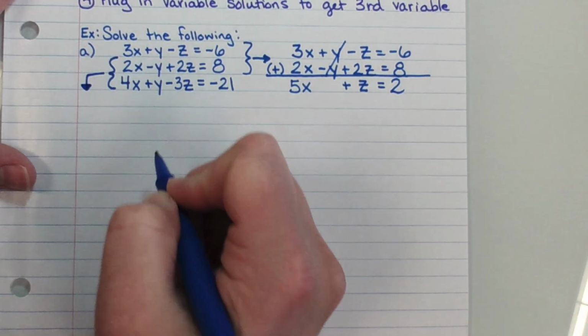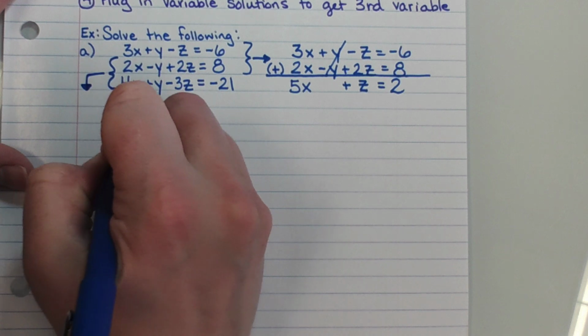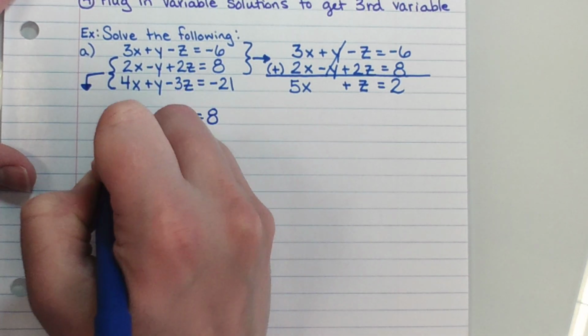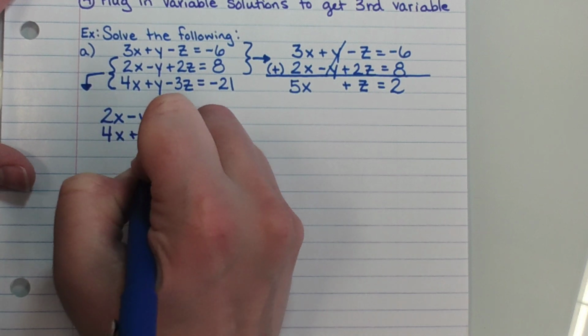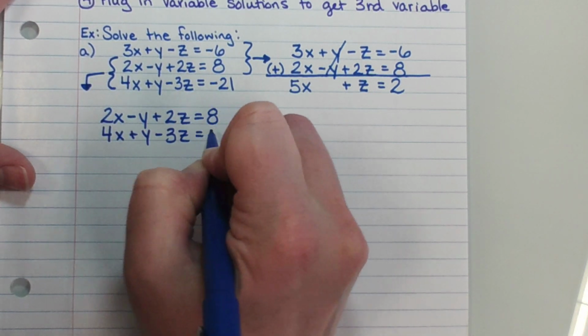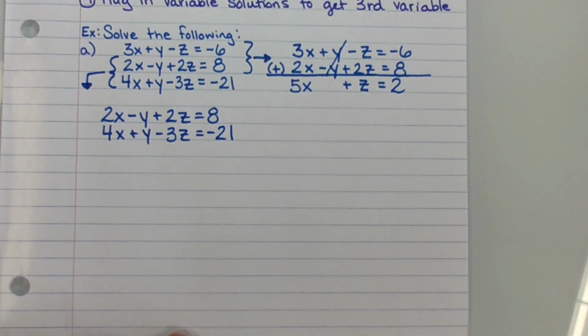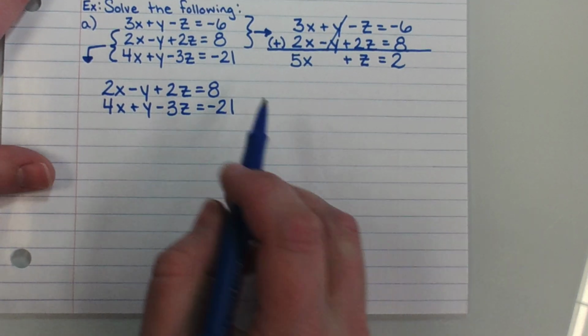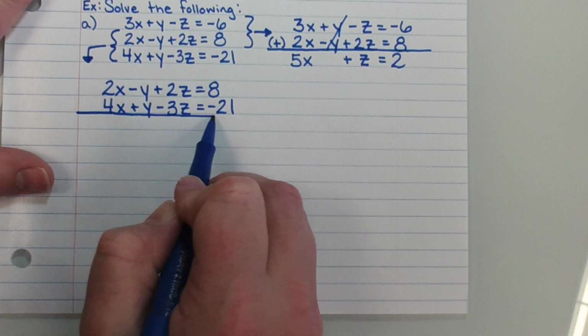Okay, so I'm going to pull these two down here. 2x minus y plus 2z is equal to 8. 4x plus y minus 3z is equal to a -21. Make sure you copy them down correctly. Am I adding or subtracting to get the y's to disappear?